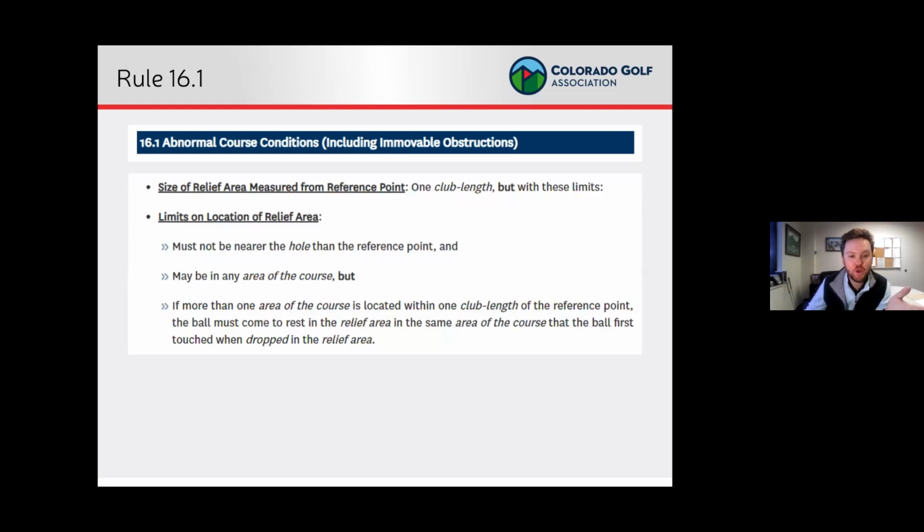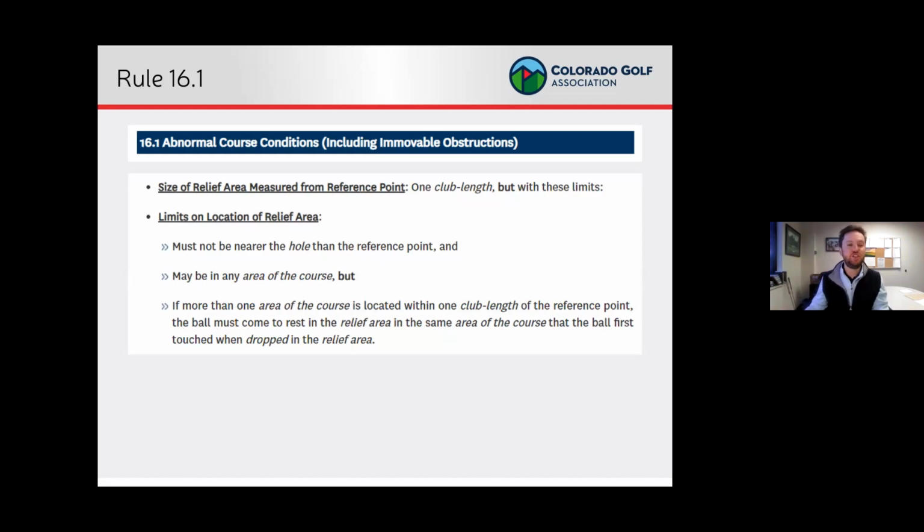If more than one area of the course is located within one club length of the reference point, so again, area of the course could be general area or bunker, the ball must come to rest in the relief area in the same area of the course the ball first touched when dropped in the relief area. If you drop it in the relief area and it hits in the general area and rolls into a bunker, here it's saying you've got to redrop. You dropped it maybe in the right way, hopefully.